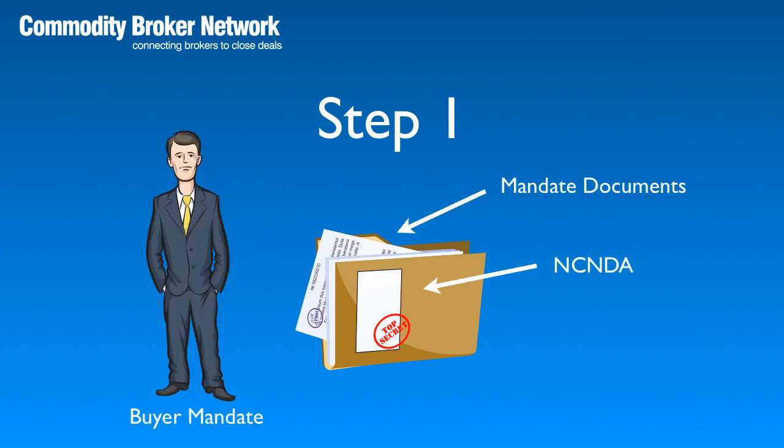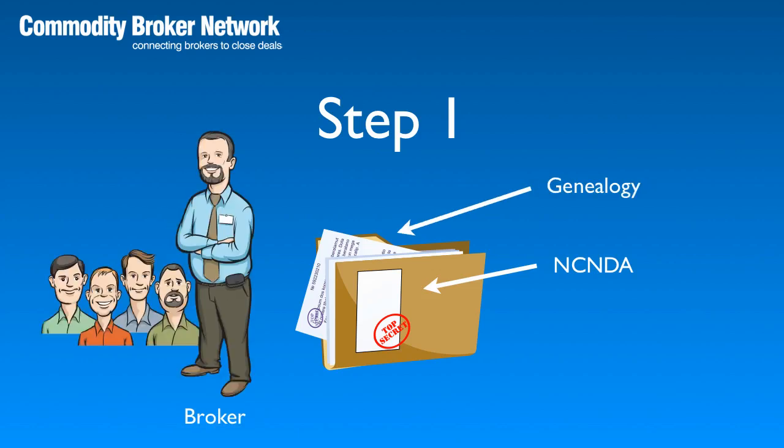A buyer mandate may also be involved, which is fine, providing an NCNDA is put in place and I have sight of a buyer mandate's documents, which shows that the buyer has been given the mandate authority to conduct a transaction on their behalf. If there are brokers involved, then again NCNDAs need to be put in place along with a genealogy to show the number of brokers involved.